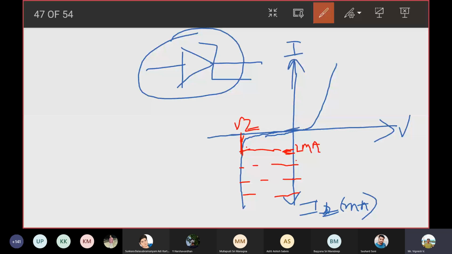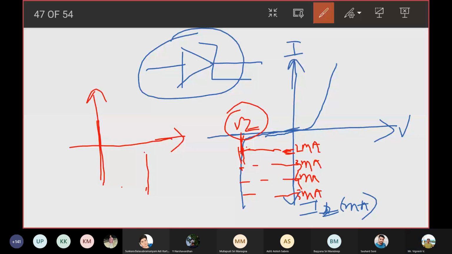And the advantage is, what if I ask you to plot a voltage source? Say if I ask you to draw, what is a voltage source? This is a voltage source, let us say. Let me call this VDC.